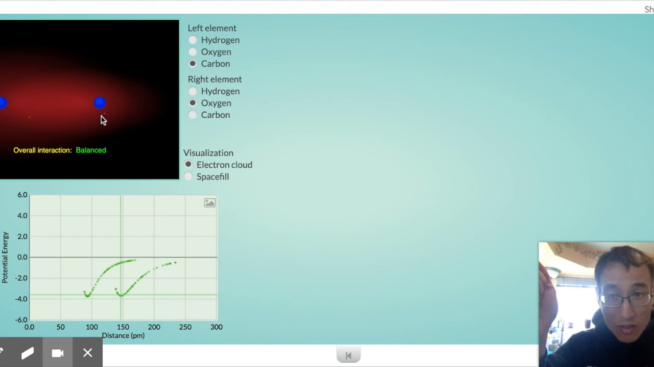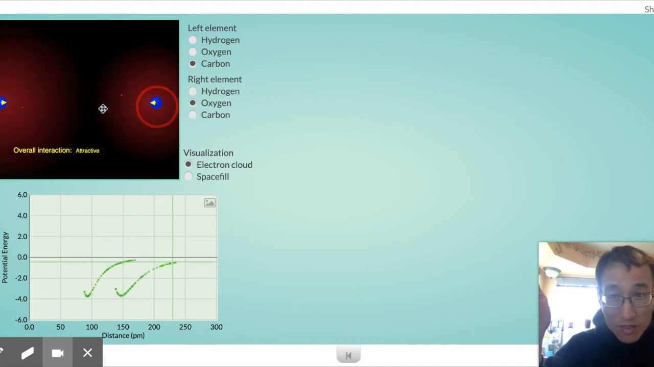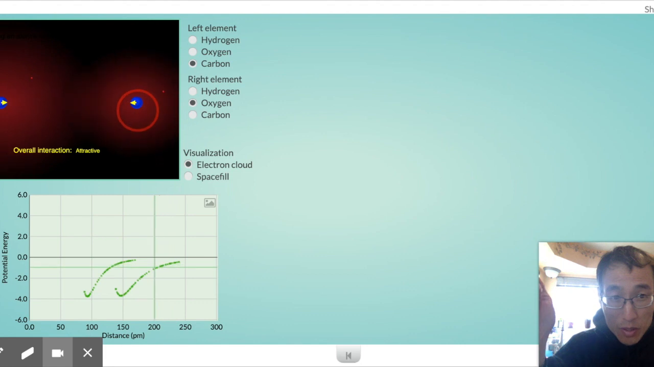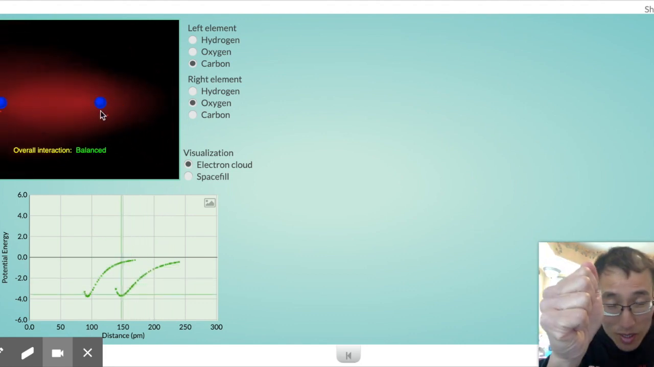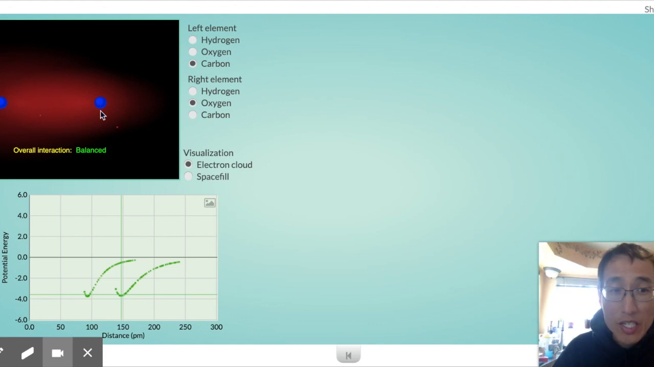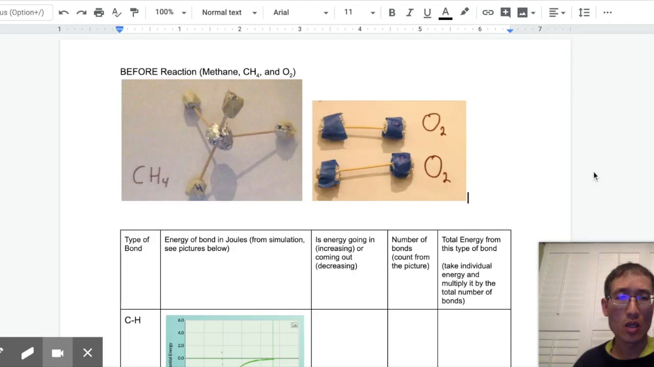When they're apart, they're out here like this, and now I bring them closer and closer together, and they go down like this. So what is happening to energy? And then we're going to take those energies in the table on the Google Doc and start figuring out what's happening with all the amounts of the energies as we're doing this.